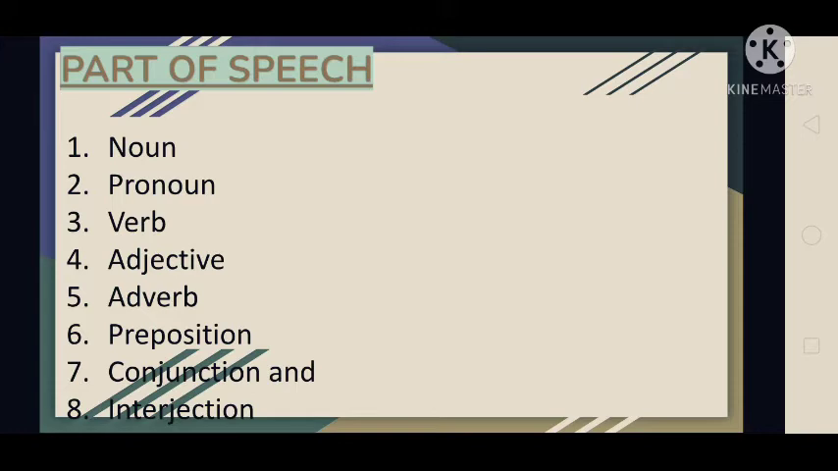Okay, today I will talk about parts of speech. There are eight types of parts of speech. Number one, noun. Number two, pronoun. Number three, verb. Number four, adjective. Number five, adverb. Number six, preposition. Number seven, conjunction, and number eight, interjection.